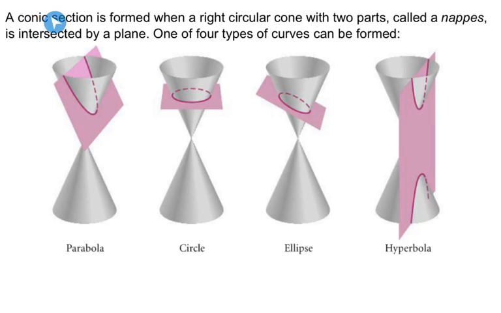In this unit, we'll begin our discussion of conic sections. A conic is formed when a right circular double-ended cone with two parts, so that's this double-ended cone, which is the kind of cone you'll see in Calculus 3, called a nappe, is intersected by a plane. There are different types of conic sections we can make.